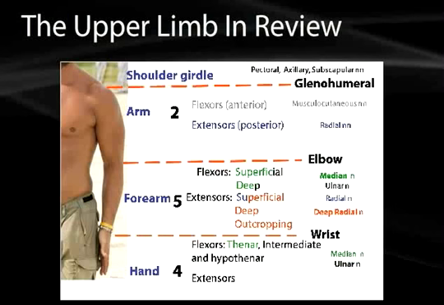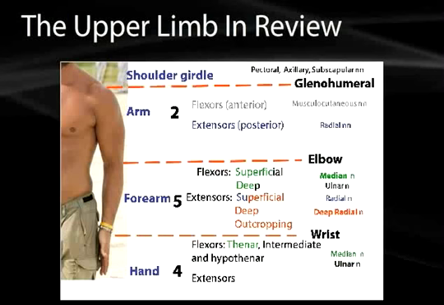If you look at the compartments, the arm has a flexor and extensor compartment. The forearm has 5 areas that you want to think about. There's the flexors with both a superficial and a deep, and there's the extensors with a superficial, deep, and an outcropping group of muscles. And then finally, the organization of the hand is that there's going to be 4 areas you want to think about. There's going to be the flexor compartment, which has the thenar, hypothenar, and a group in between, just as we saw in the foot. And then there's the extensor surface.